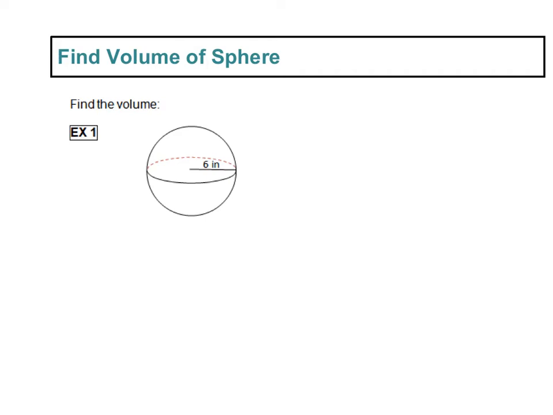So we're going to start with a pretty basic example of finding the volume of a sphere. So volume of sphere, our volume formula is 4/3 pi r cubed. We just have to figure out what the radius is. So we look at our sphere, we can see the radius is given to us. So our radius is 6. And now we just plug into the formula.